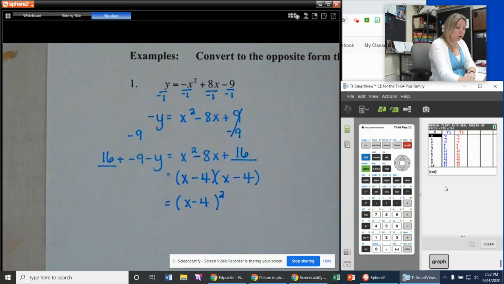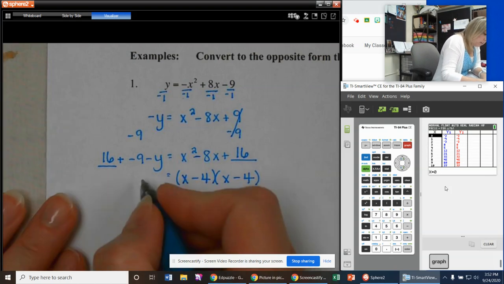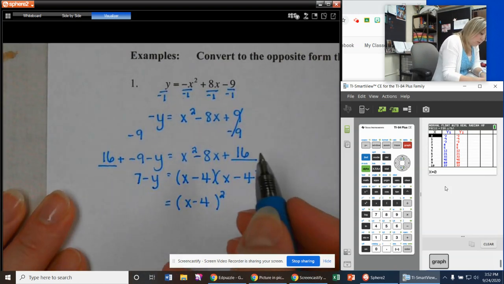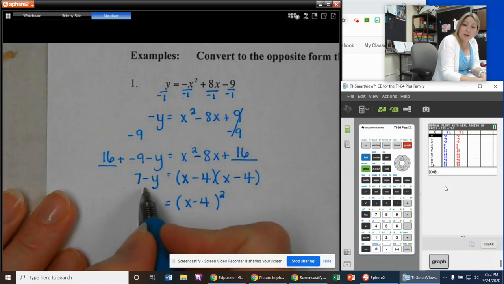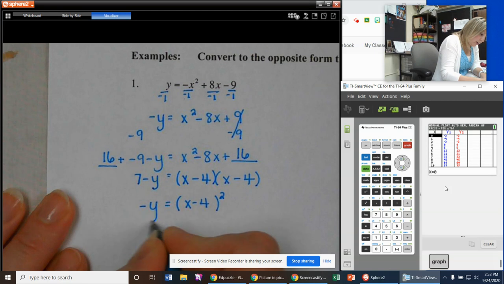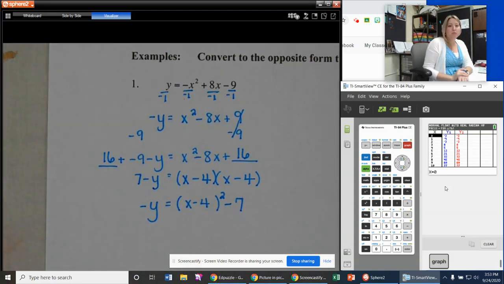Now that you've got your binomial squared, let's deal with what's going on the left. These are both numbers, add them up. 16 minus 9 is 7. Bring down your minus y. Now, what I'll do right here is subtract 7 from both sides. So I can just bring down my minus y and then put this minus 7 off the end. Okay, so it was a positive 7, got to move it by negative.